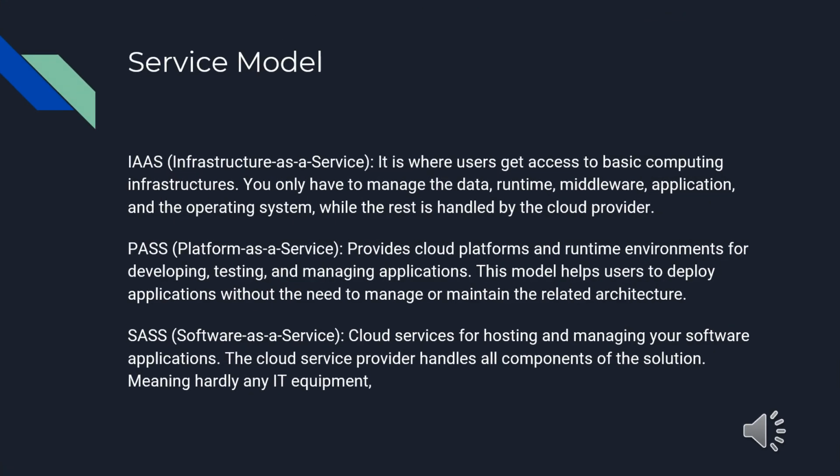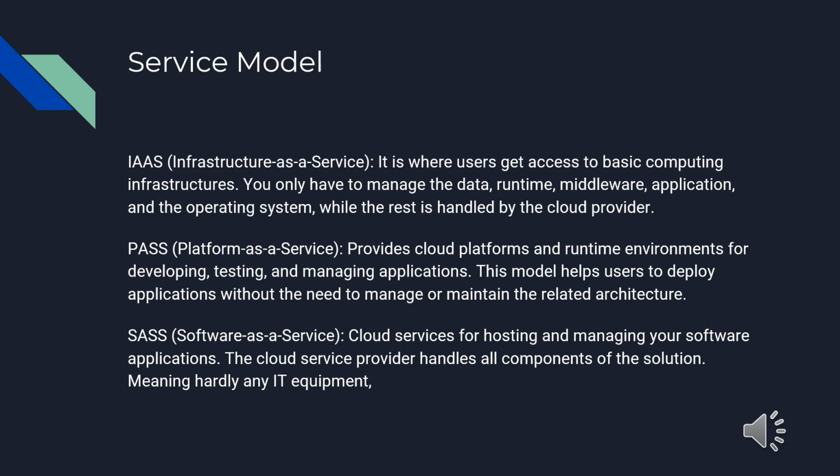Now looking into service model, there are three types: IaaS, PaaS, and SaaS. IaaS, also known as infrastructure as a service, is where users get access to basic computing infrastructure. You only have to manage the data, runtime, middleware, application, and the operating system, while the rest is handled by the cloud provider.